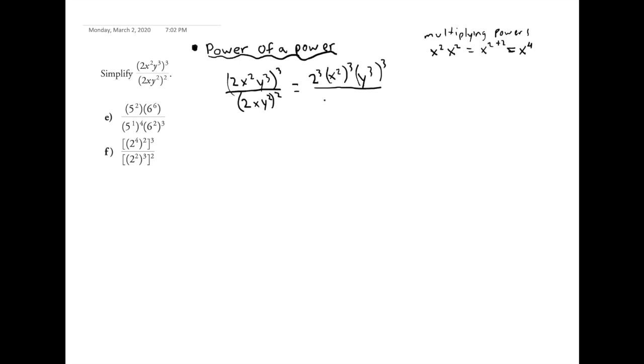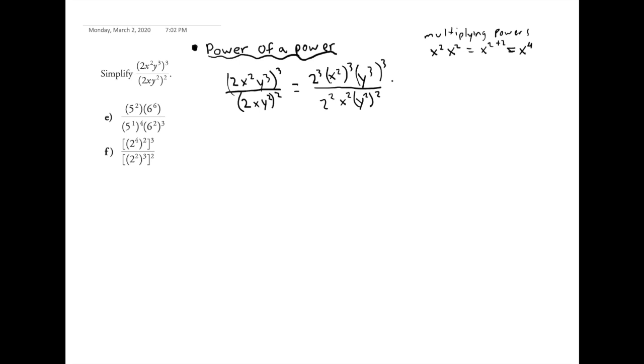And the same goes for the bottom. So you're going to have 2 squared times x to the power of 1, since obviously there's a 1 here, and 1 times 2 is 2, so you have x squared. And you have y squared to the power of 2. So that's the first step you want to take: make sure each of these terms has the exponent applied to it.